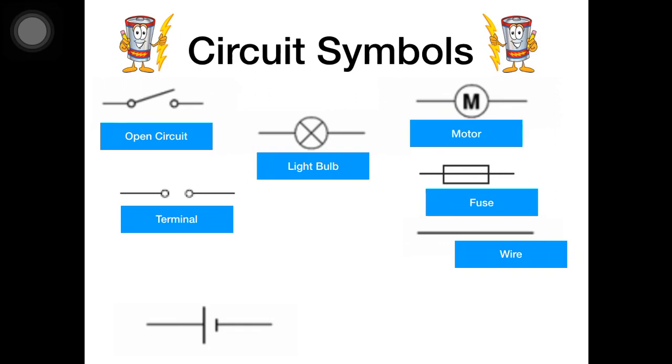Next, we have this symbol with a longer vertical line and a shorter vertical line. And this symbol actually represents a battery. This represents one battery. So go ahead and fill in the word battery there.